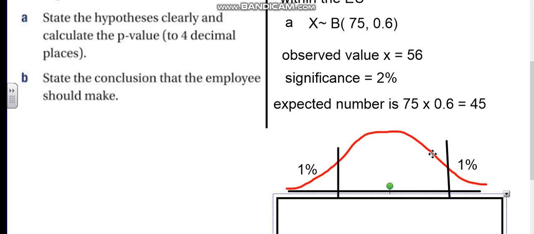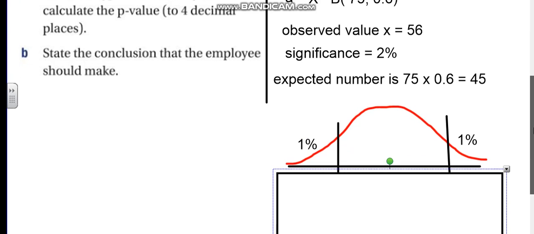Okay. So for a two-tailed test, first thing we have to split the significance up. Secondly, we need the expected value, and if our observed value is above that, we look at the top end. If our observed value is below the expected value, we would look at the bottom end.